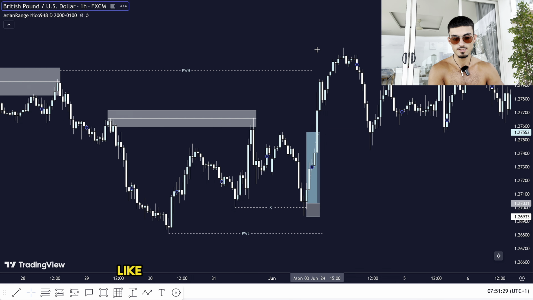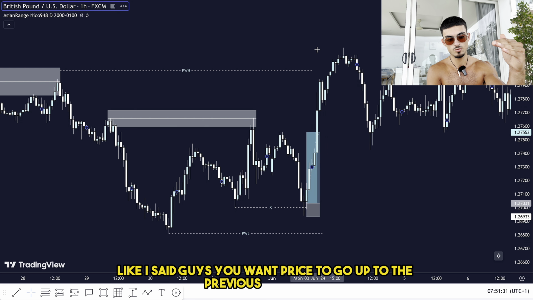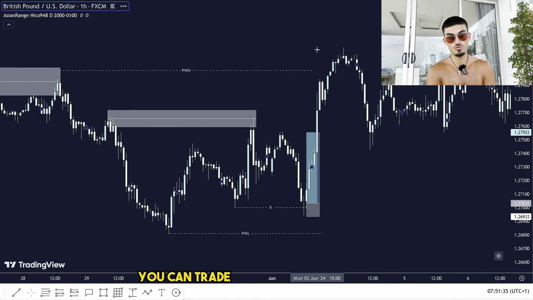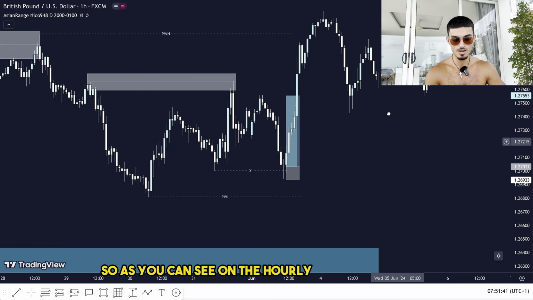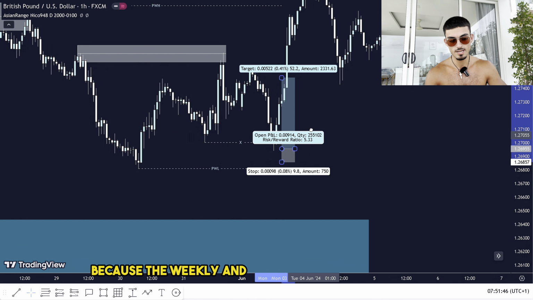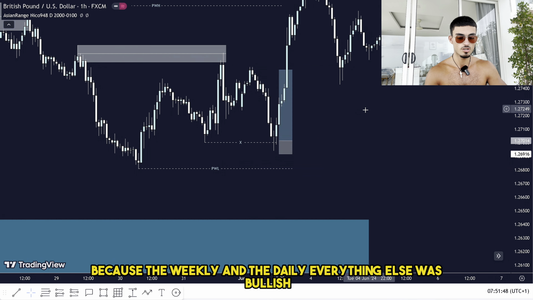When you're bullish, like I said, guys, you want price to go up to the previous week high. And as a result, when you understand that it's going to go up there, you can trade in line with that analysis, targeting the previous week high. And that's literally what I did, okay? So as you can see on the hourly here, just as I said, guys, I was bullish, right? Because the weekly and the daily, everything else was bullish, so I wanted to see buys.